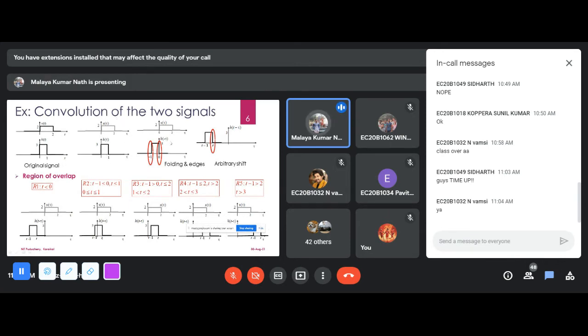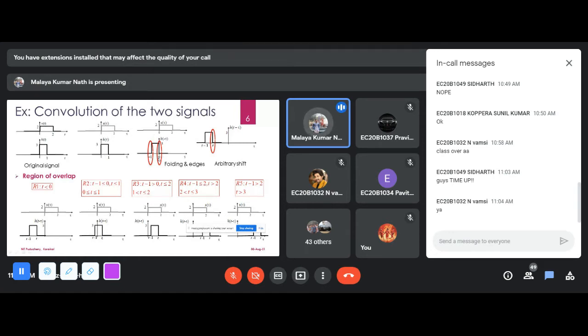Then one of the signals gets rotated or folded. Which signal do I have to fold? I can fold x of tau, I can also fold h of tau. In this case, I have folded h of tau. The reason is that it is the signal having lesser duration. If you look at your x of tau, it extends from 0 to 2, and h of tau extends from 0 to 1. That means the width of h of tau is 1 unit and the width of x of tau is 2 units. So the signal having lesser width gets folded. In this case, h of tau has the lesser width, 0 to 1 unit only, so it gets folded.